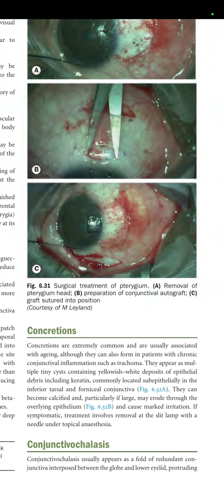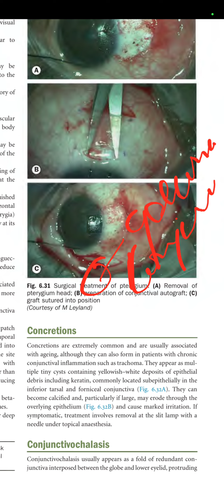So basically, what is a concretion? Concretions are basically yellowish-white granules that form in the conjunctiva, usually present inferiorly or in the fornix conjunctiva. And the question is, do we remove all types of concretions, because they are so common and patients usually present with them? The answer is no, you do not.